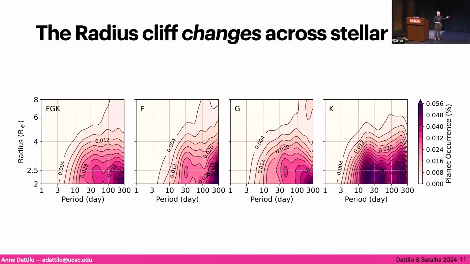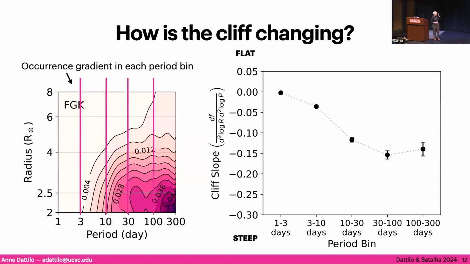So these are demonstrably different, and we can quantify this a little bit. I do that by taking slope measurements. Essentially, I'm just quantifying how quickly and how differently the cliff changes over orbital period. So I take the slope for each of these period bins from 2.5 to 6 Earth radii. And you can see for this FGK population, we start out really flat. This is each period bin and how steep the cliff is, with flat at the top and steep at the bottom. We start really flat because there's no planet, so of course it's 0. And we gradually get steeper as we go out in orbital period.